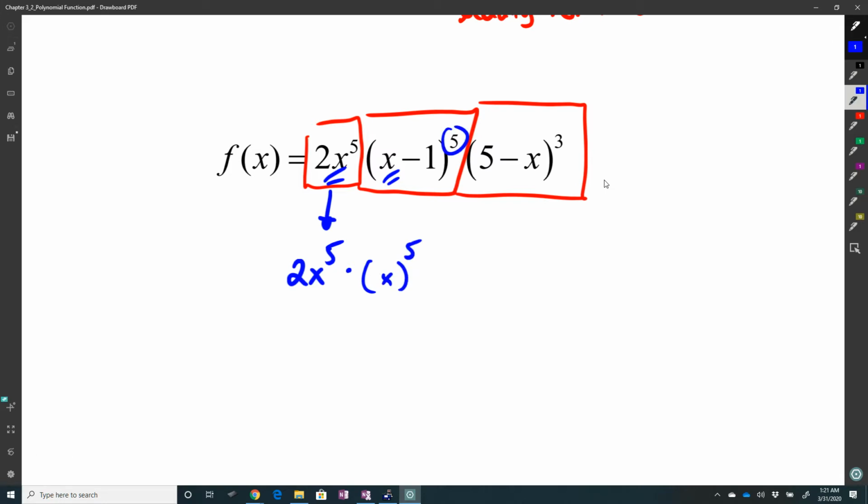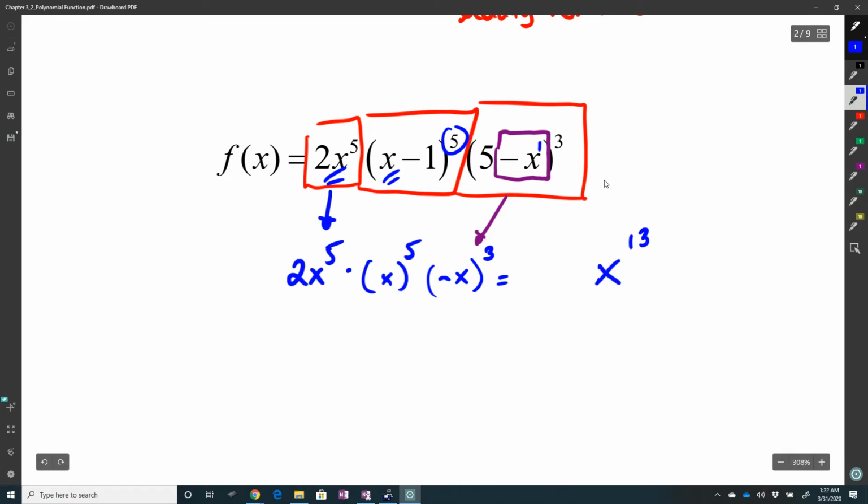Now here, remember, the leading term is the term with the largest exponent. So my leading term is actually this guy, the negative x. And that was the tricky part. And the negative x happened 3 times. So if I work this out, that's x to the 13. And then 2 times negative times negative times negative, because it happens 3 times. Negative times negative times negative is still negative. So 2 times negative 1 is negative 2. So negative 2x to the 13.